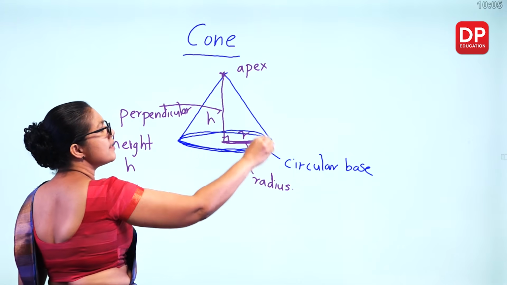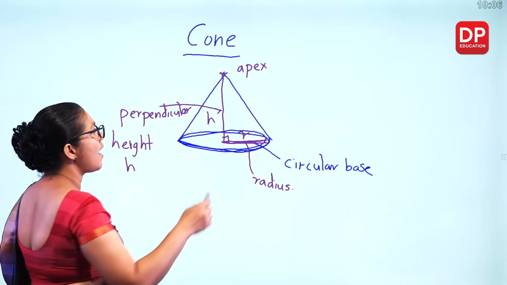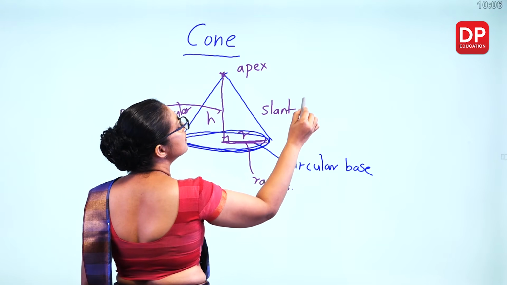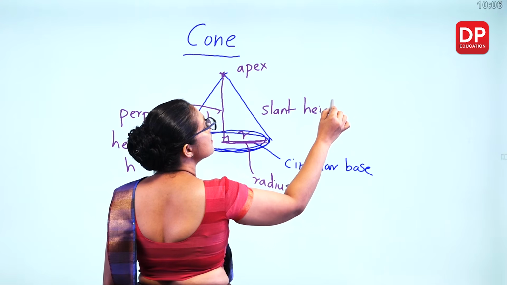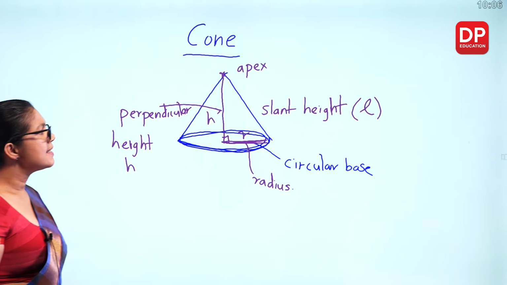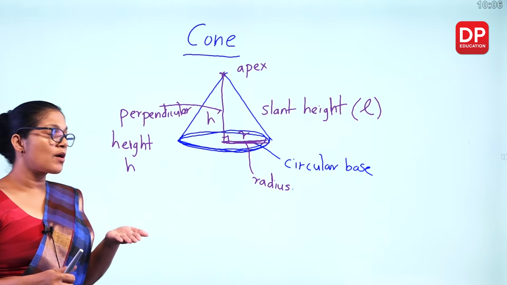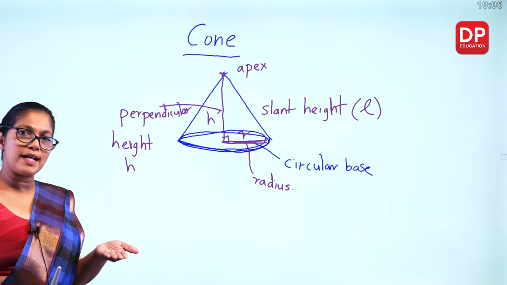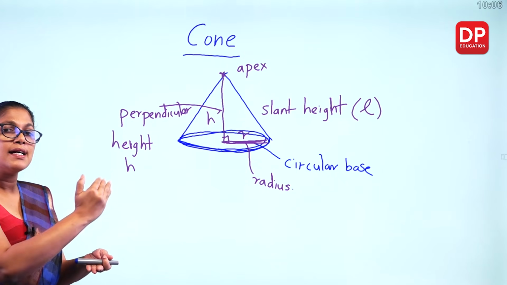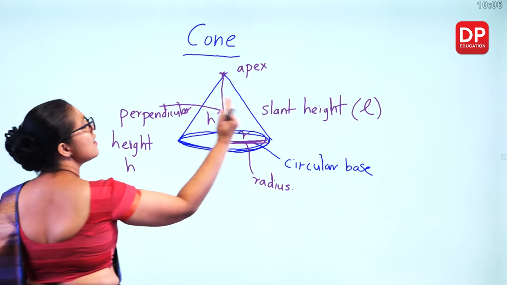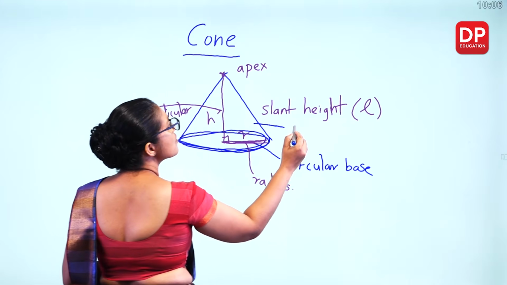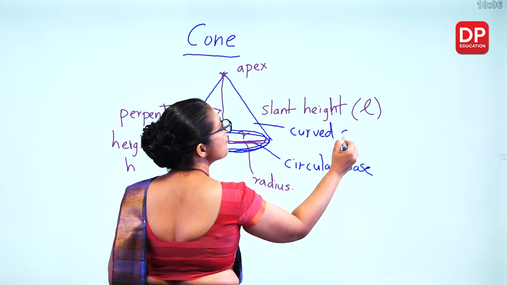So we'll take the perpendicular height as h and the radius as r. And what is this one? We call the slant height. So we can take this slant height as L. We'll take L as the slant height. So when you take a cone, what are the basic shapes you are getting? You get a circle and around that, we call this the curved surface. So here this side is the curved surface of a cone.